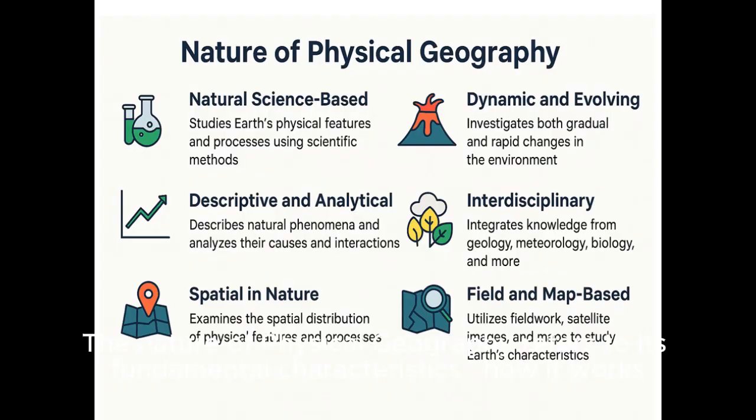The nature of physical geography refers to its fundamental characteristics, how it works, how it's studied, and what it aims to explain. We will see one by one as follows. First, natural science-based. Physical geography is rooted in the natural sciences. It studies Earth's physical features like mountains, rivers, climate, and soils using scientific methods such as observation, measurement, and analysis. For example, studying how a river forms and changes over time involves physics, geology, and environmental science.